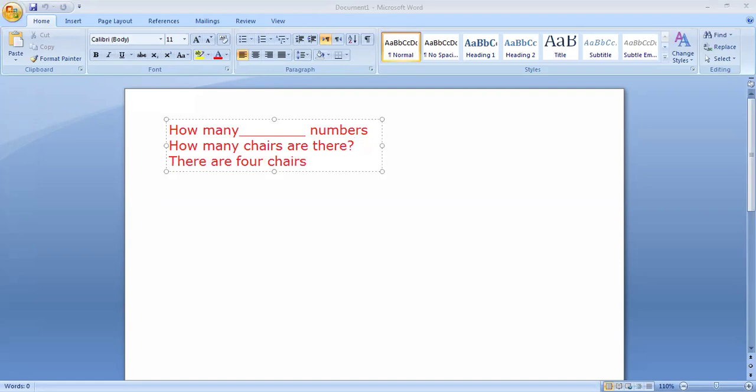And I would like to say something. If the number is more than 1, we add s to it, like this. I would like to underline this one. So, chairs. Here is chairs. Okay.